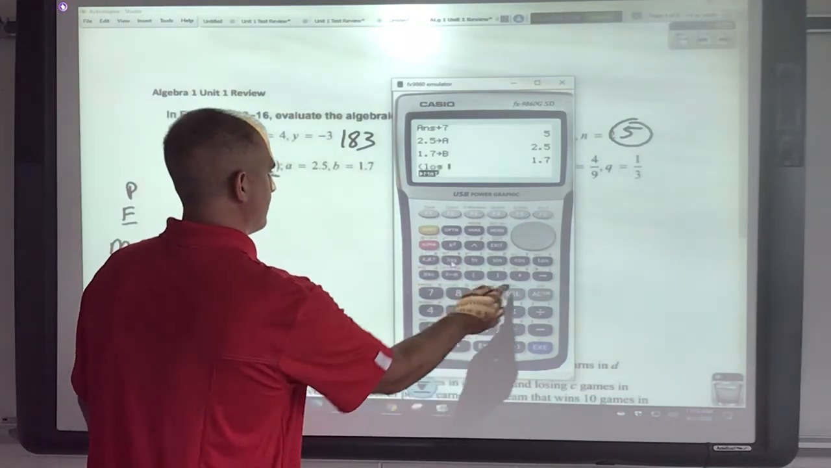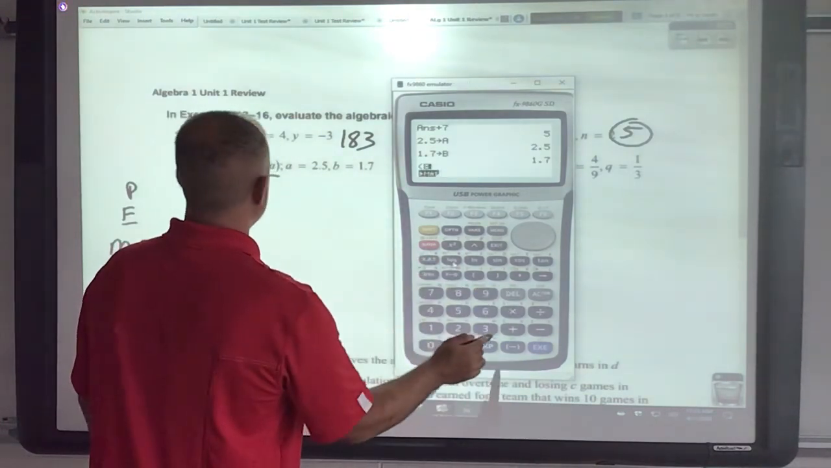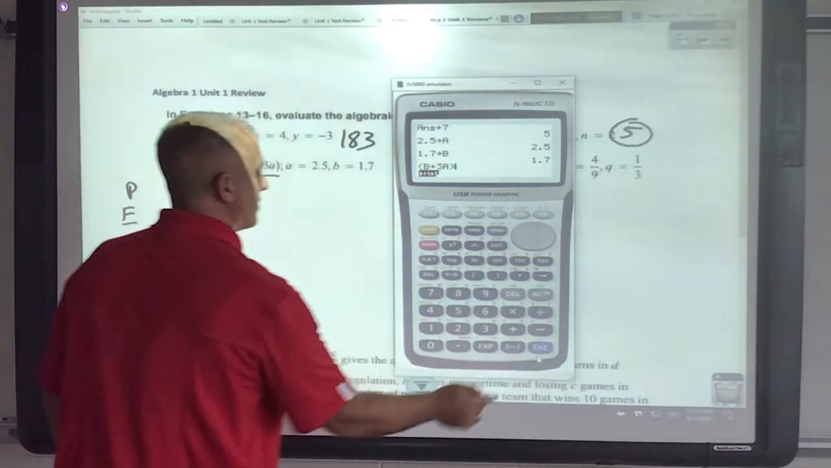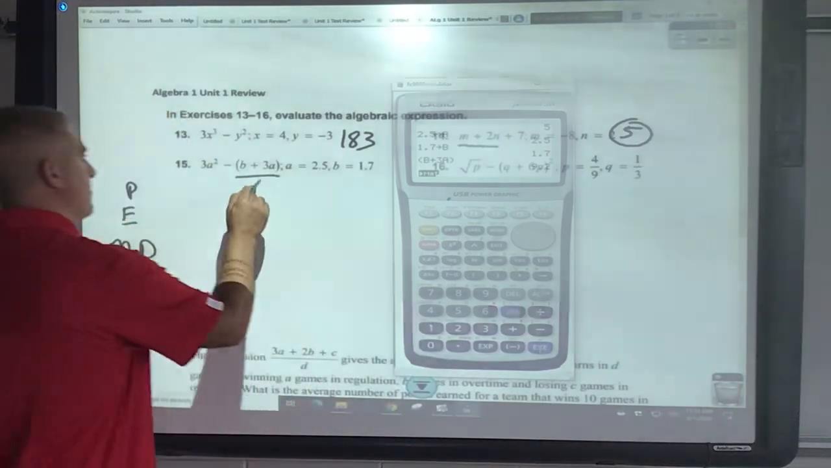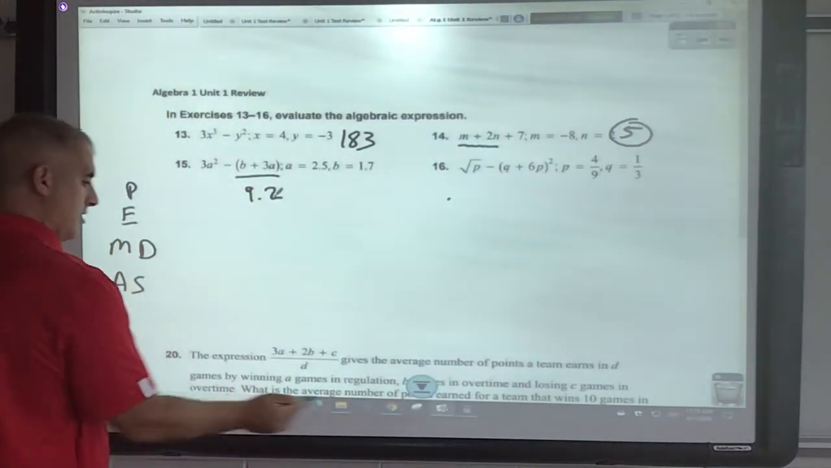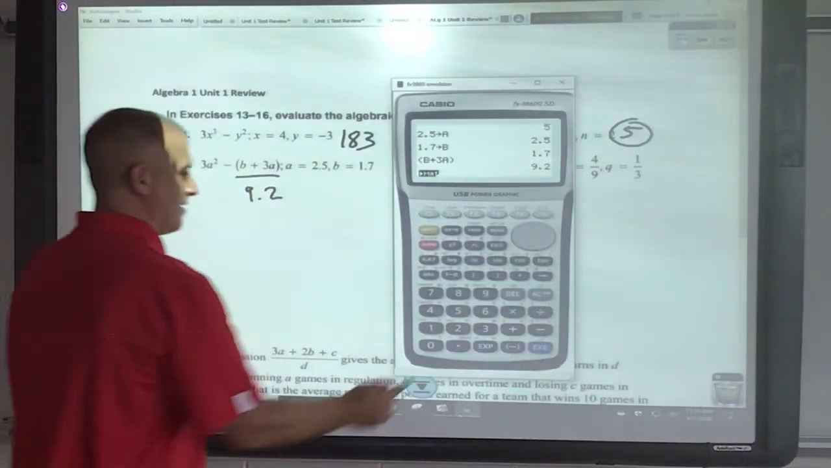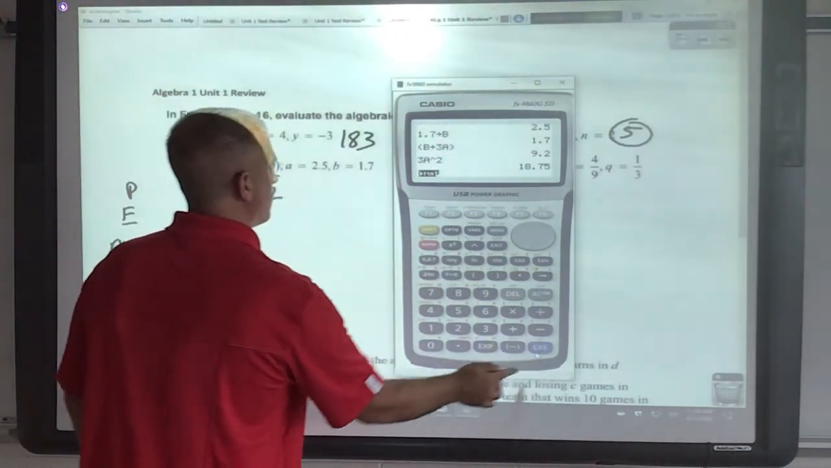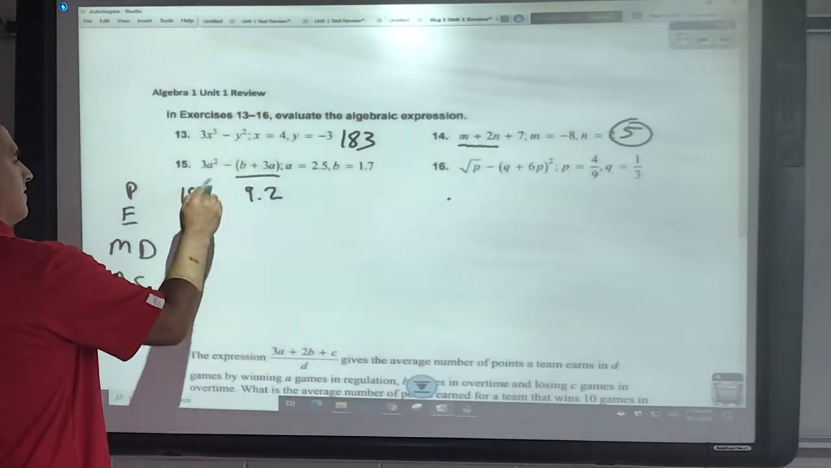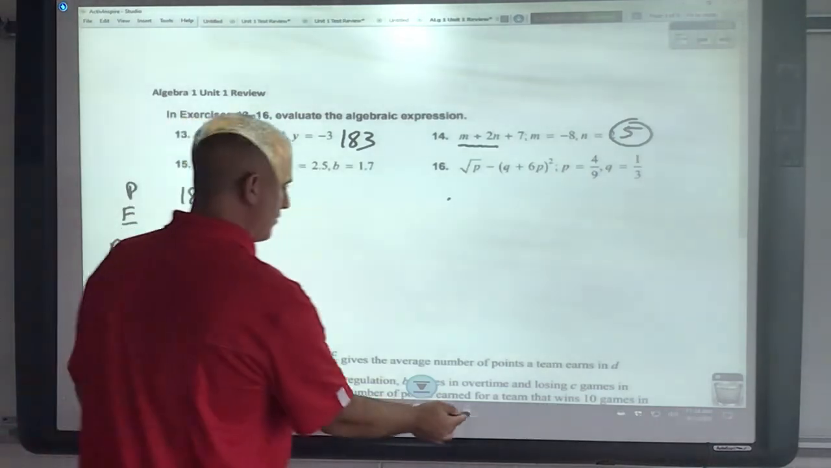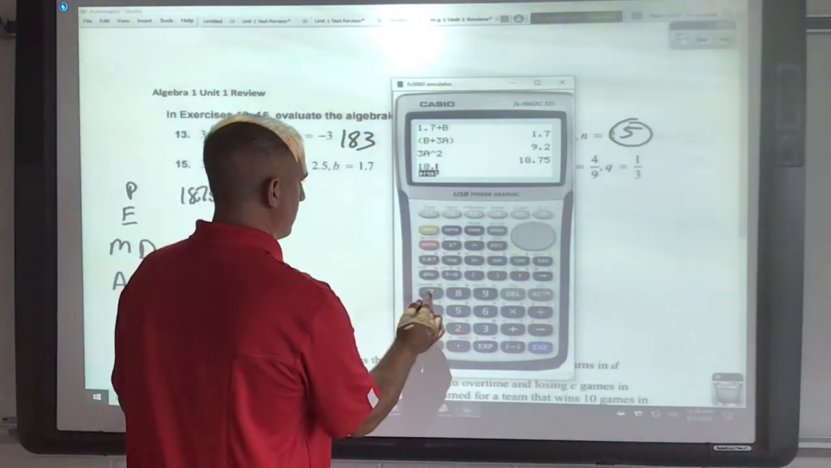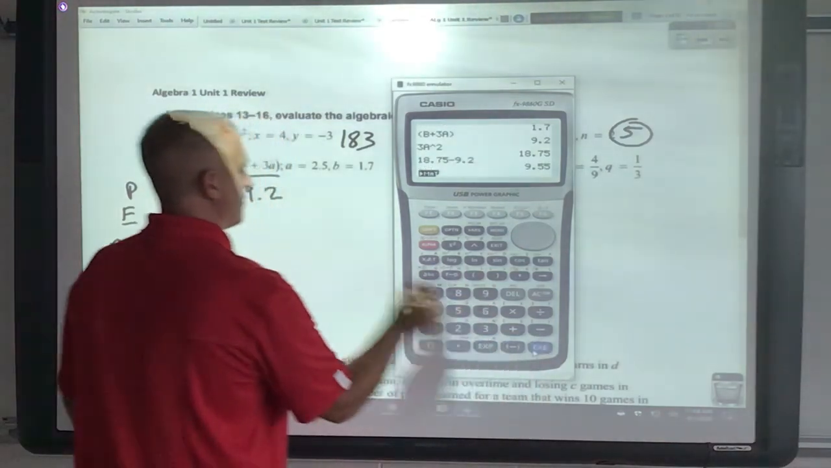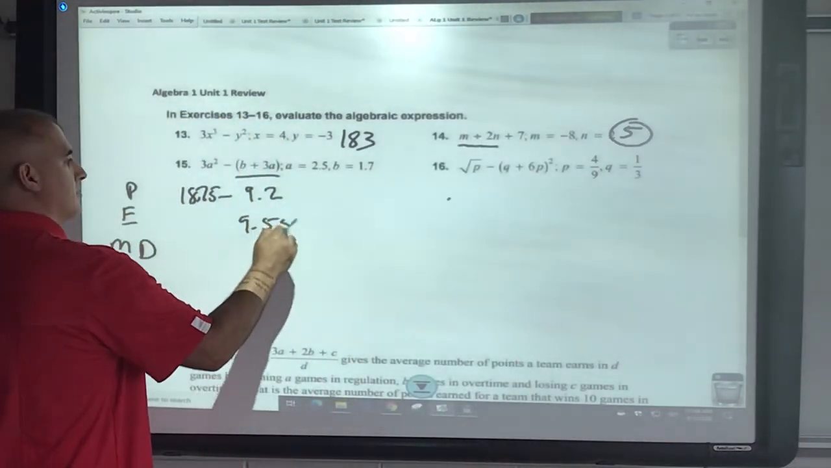Alpha b plus 3 alpha a. So that result there is 9.2. And I'll handle this 3a squared over here: 3 alpha a exponent squared, so 18.75, and then I'm subtracting those. So the answer for this one is 9.55.